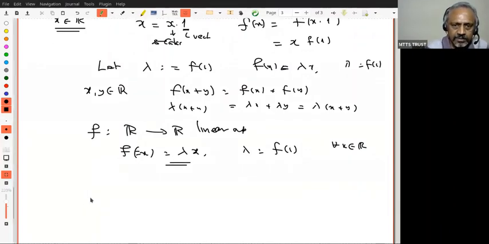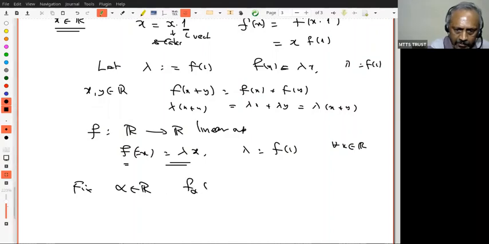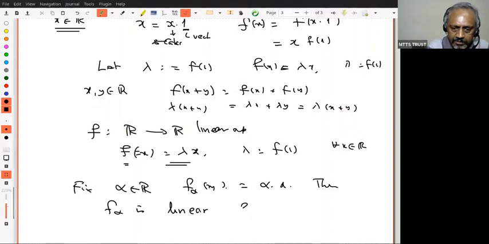Okay, so f is linear. Define lambda equal to f of 1, then f of x is lambda times x. This is correct, and this f is a linear map. Conversely, fix a scalar alpha and define f alpha of x equal to alpha times x. Then f alpha is linear. Why? It's very easy to check.